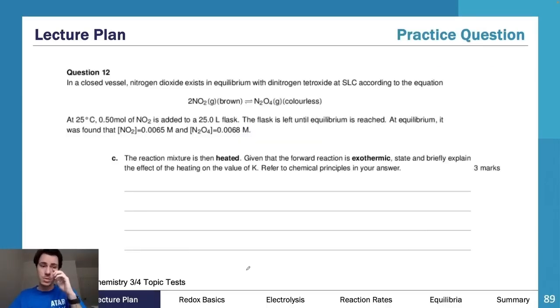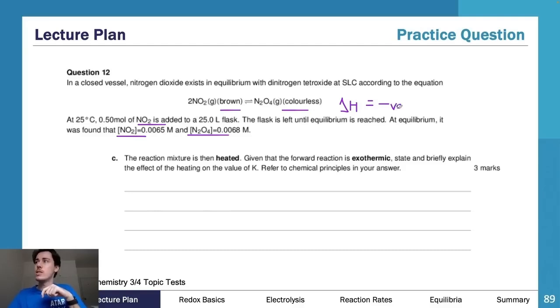And then there's another really good short answer question here. Now this question here discusses the idea that in a closed vessel, the nitrogen dioxide exists at equilibrium. And essentially you've got a brown versus a colorless. At 25 degrees, you add 0.5 mole of this into a 25 ml flask. So you're adding brown into the flask. The flask is left until equilibrium is reached. At equilibrium, it is found that there's a lot less of this and a lot more of this. Now, if the reaction is then heated, given the forward reaction is exothermic, so you assume this is exothermic, what is going to happen?